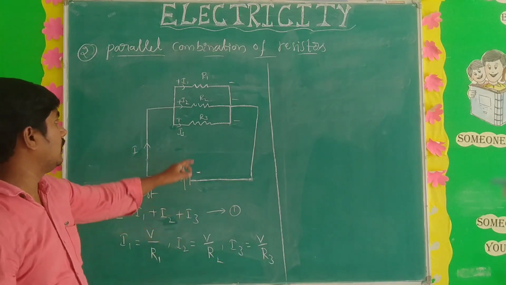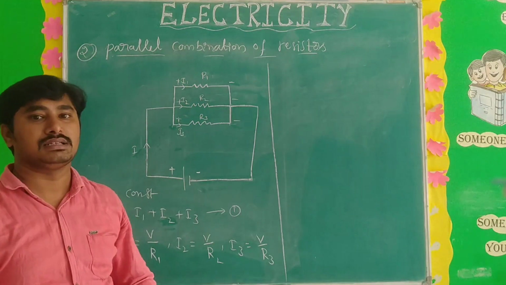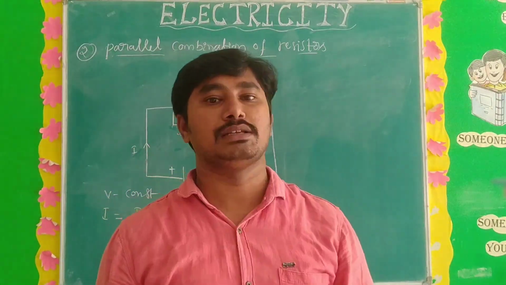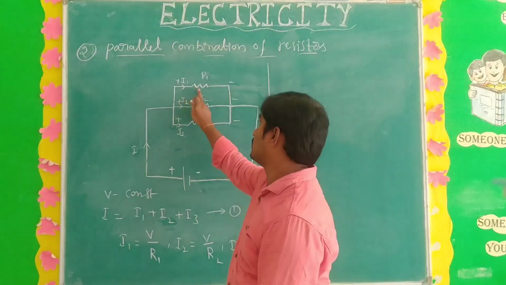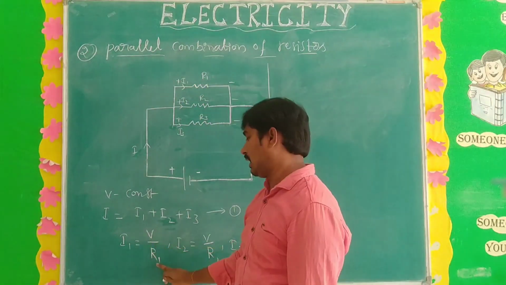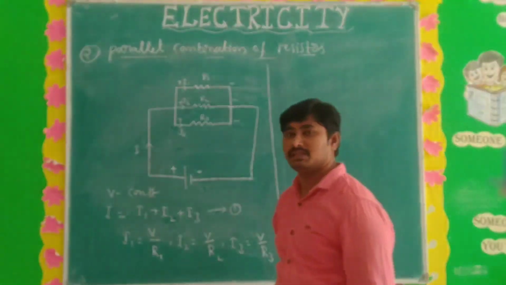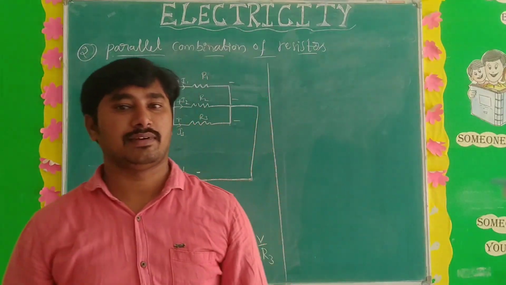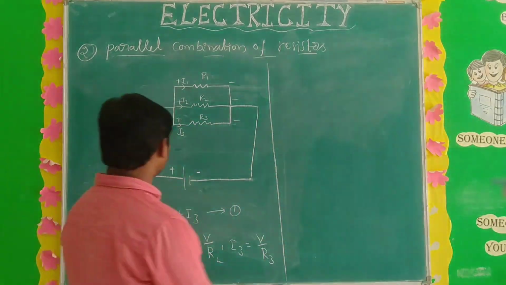So this is the current for I1, I2, I3. That is the current through the three resistors. How much is I1? The current through resistor R1 is V by R1, through R2 is V by R2, and through R3 is V by R3. Substitute these I1, I2, I3 values in equation 1.